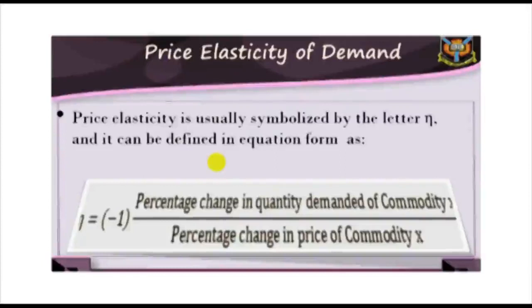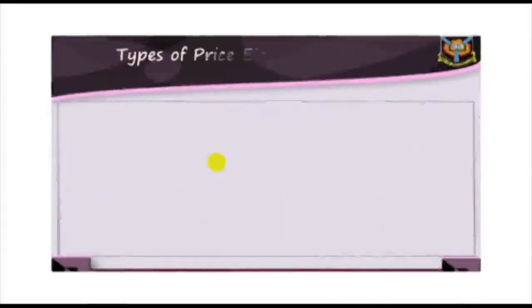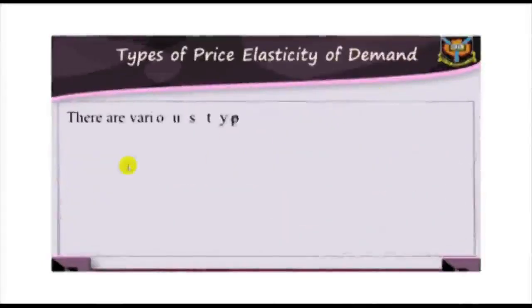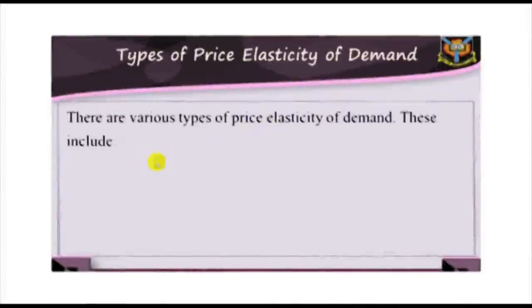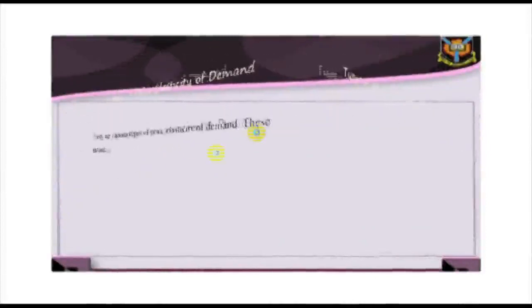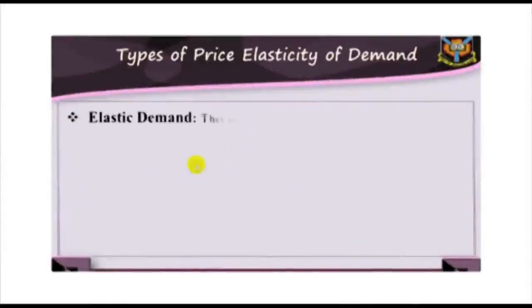A negative sign is introduced in the formula in order to avoid a negative solution. In other words, to avoid dealing with negative numbers, we'll multiply the equation by -1.